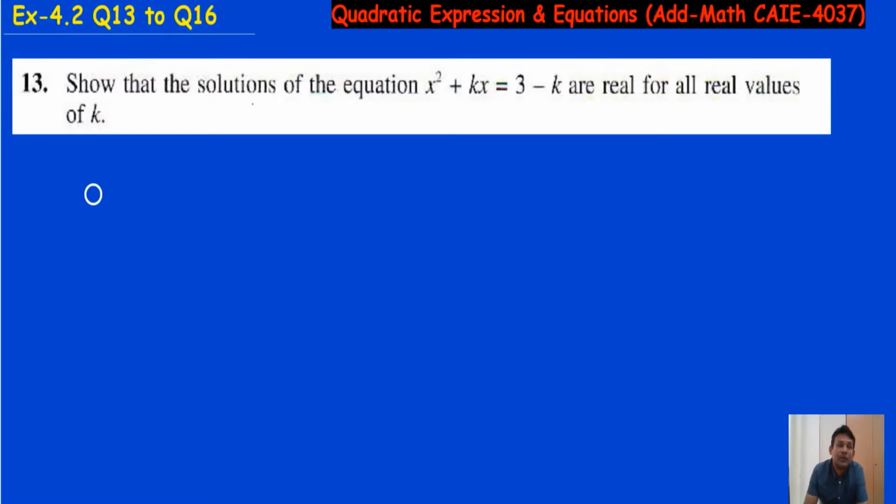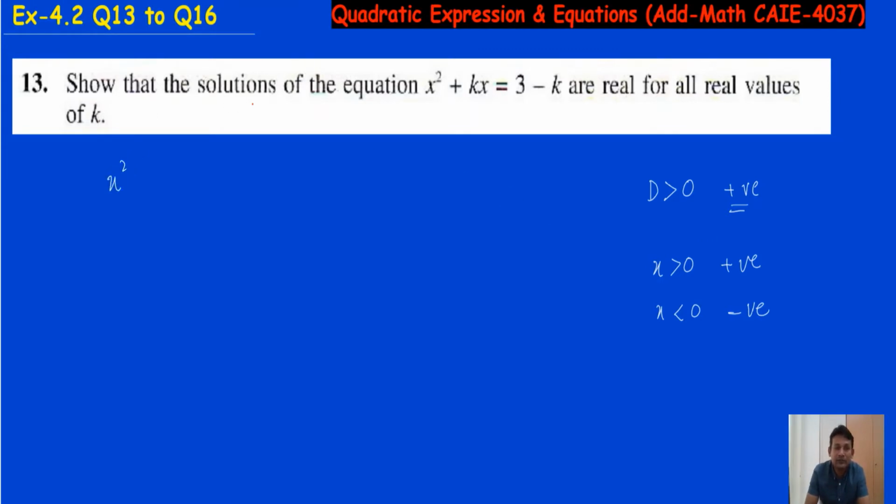First, show that the solutions of the equation are real for all values of k. For real, please remember, for real values your discriminant D should be greater than 0, meaning positive. I have explained this all the time: when x is greater than 0, it means we have all positive values. When x is less than 0, we are talking about all negative values. Greater than 0 means positive, less than 0 means negative. Okay.